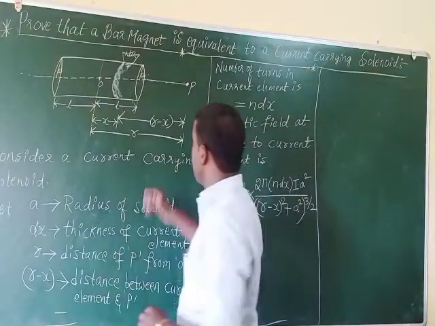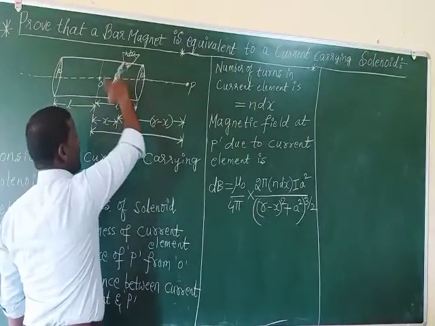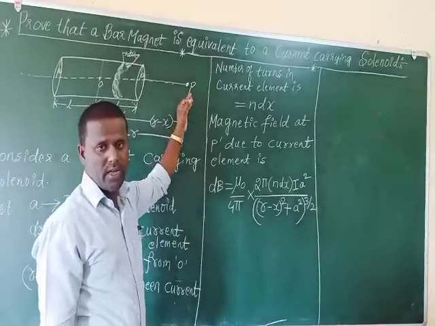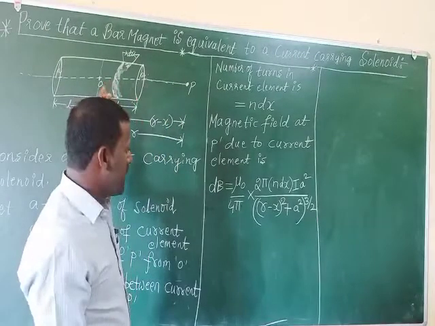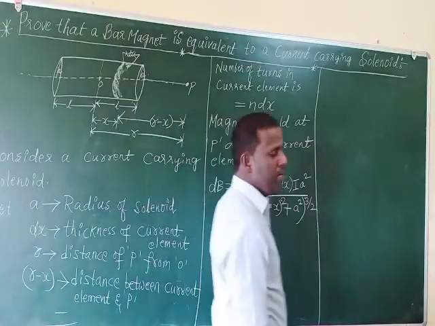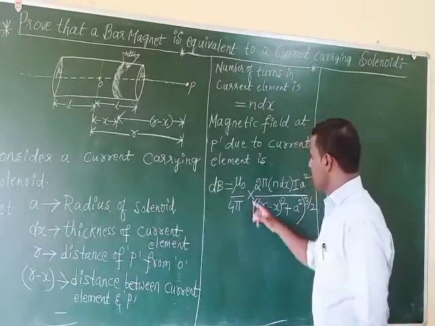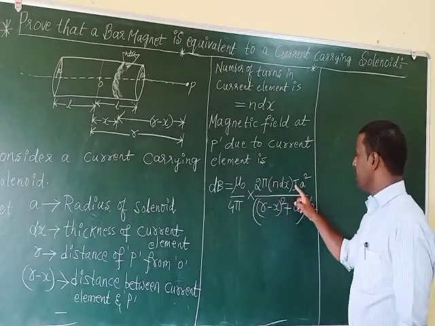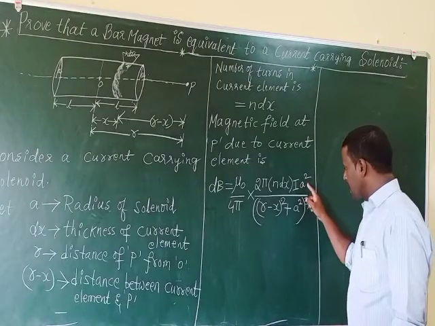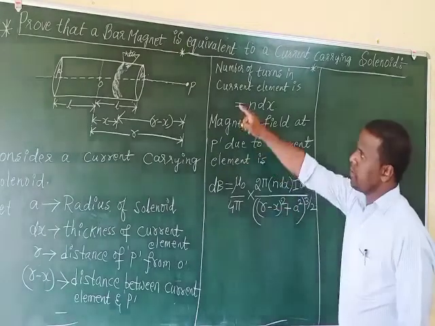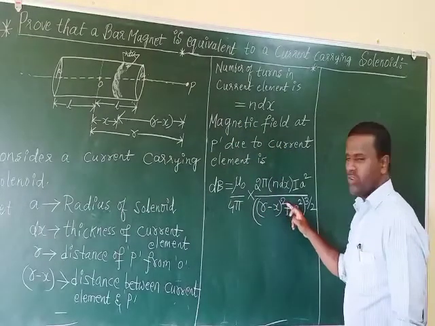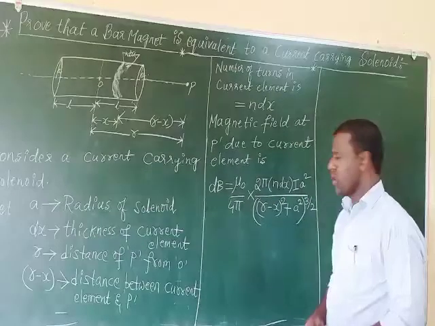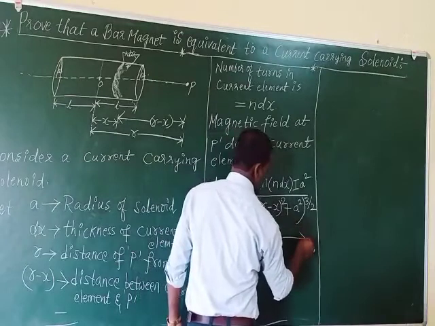Consider a current element and a point. What is the magnetic field at a given point due to a current element? That is, dB equals mu naught by 4 pi into 2 pi n dx into current I, radius square a square, divided by the distance of the point P from the current element, r minus x whole square plus a square, whole to the power of 3 by 2. This is taken as equation number 1.